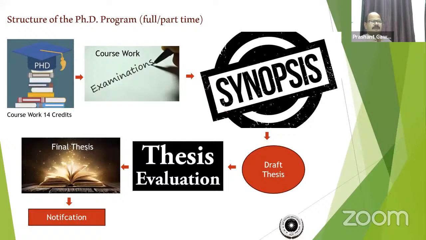Now the structure of the PhD program is like this. The coursework, in some of the universities, is 14 credits. Thereafter, there is a coursework examination, for which various directions have been issued. Then comes the preparation of the synopsis, and then to the RRC. After completion of the work, there is a draft thesis.